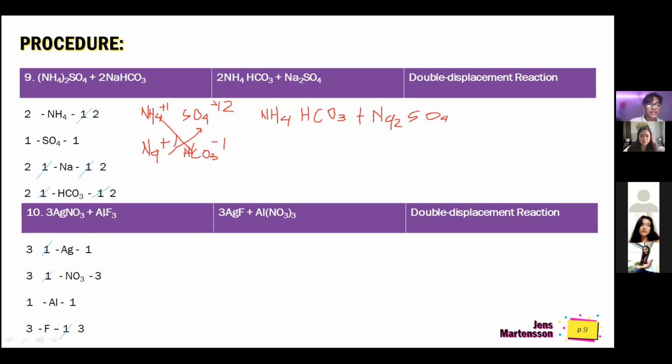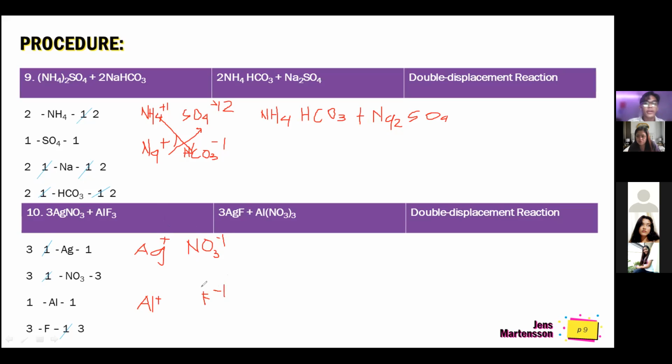nitrate and aluminum fluoride. So, the first thing we have to do ulit is to list down the elements. So, we have silver, and nitrate, we also have aluminum and fluorine. So ulit, i-identify natin ang charges nila. So silver has +1, nitrate has -1, aluminum, +3, and our fluorine is -1.